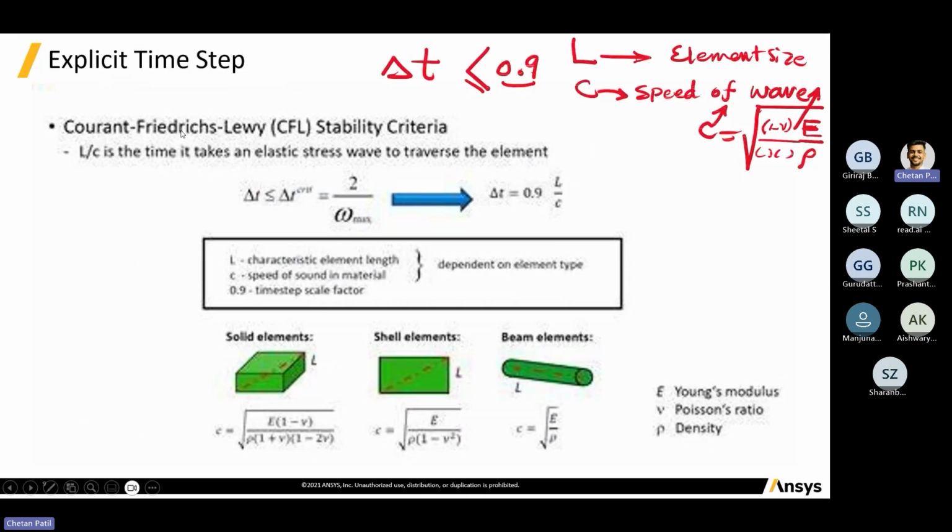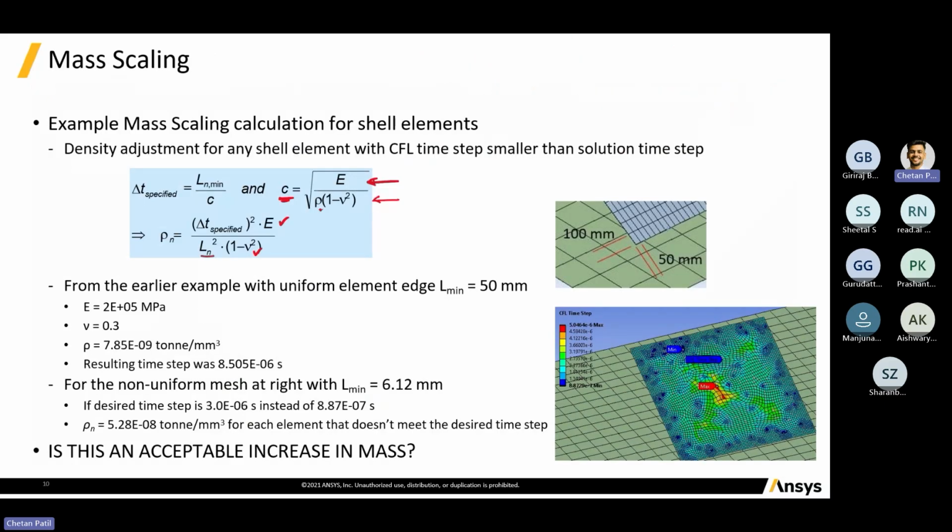Because in your geometry, whatever mesh you create, there are very small element sizes that you generate on the model, and that affects L, your characteristic length. If the characteristic length is very small, then it will obviously affect the delta t. But if your speed of sound is small, that will help you have a larger delta t for the same mesh. So your delta t depends on two things: the mesh that you create on the geometry and the material properties that you use.